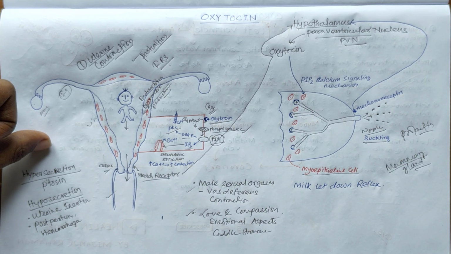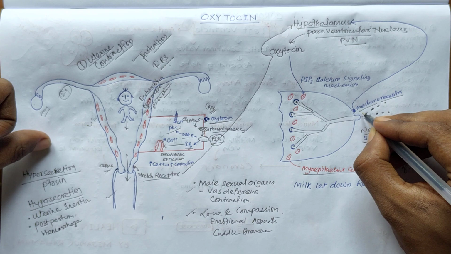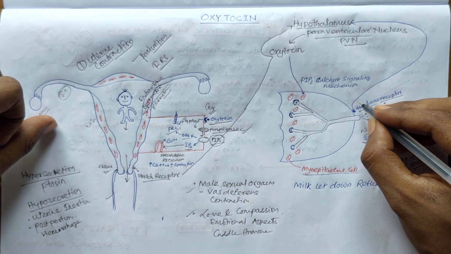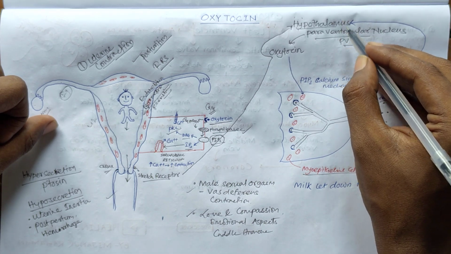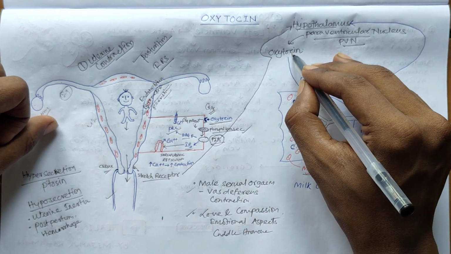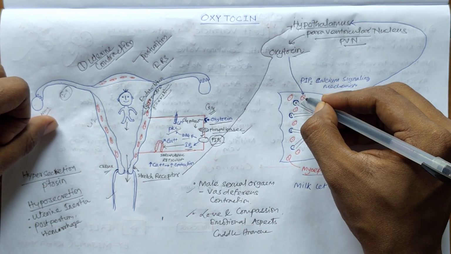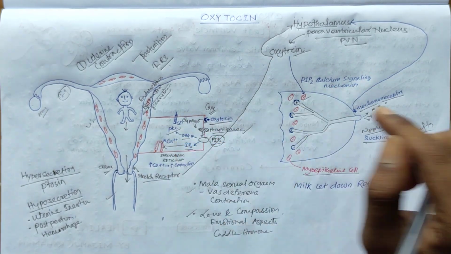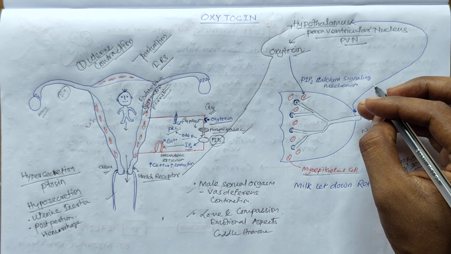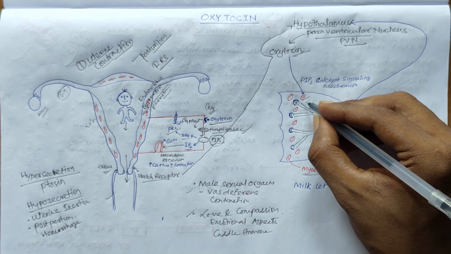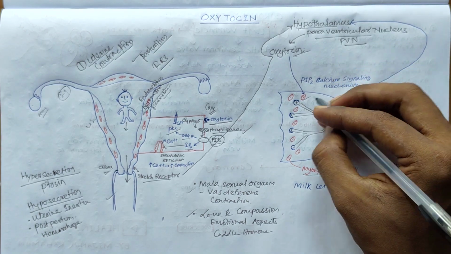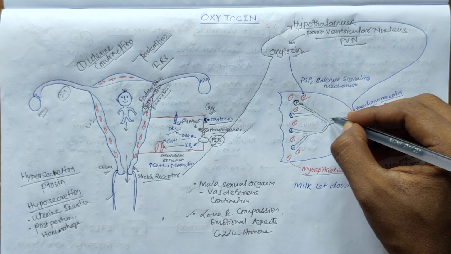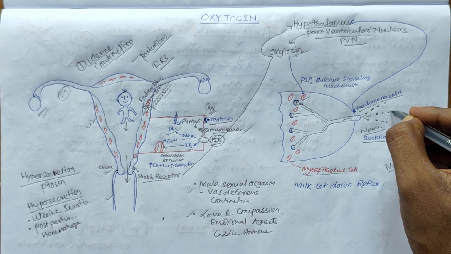When the baby is suckling, there are some mechanoreceptors present near the nipple. When these are stimulated, they stimulate the hypothalamus, PVN, and oxytocin is released, which will act upon the myoepithelial cells, which will act by the same process, PIP2, calcium signaling mechanism, and this will contract and release the milk, and the milk is carried out through the lactiferous duct and the milk is ejected out.